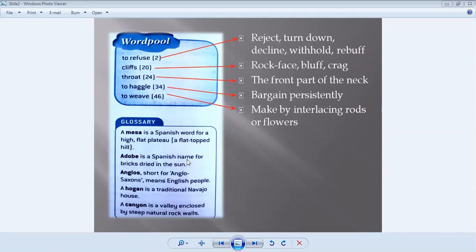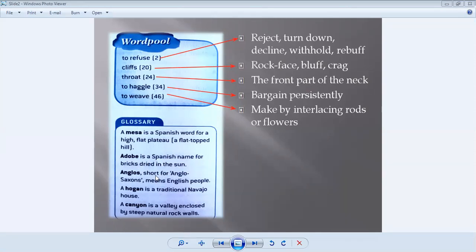Adobe is a Spanish name for bricks dried in the sun. You know the brick. What do you call it here in Libya? Block, right? It's not a block, it's a brick. Block and brick are similar, but a bit different. Block is made of cement and rock, but bricks are made of mud and have a different texture.